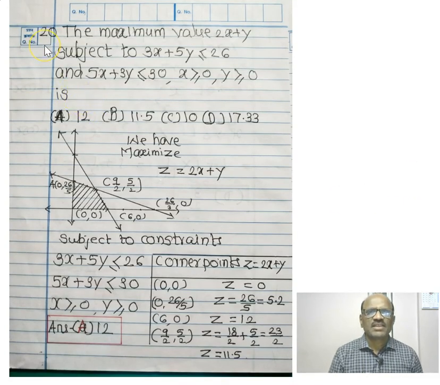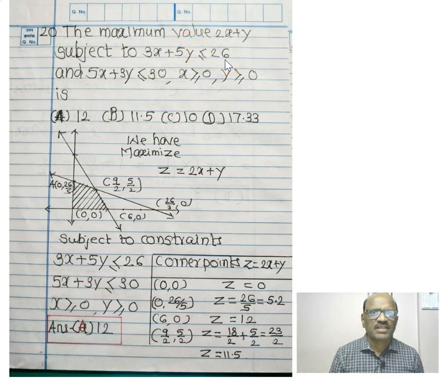Now next, the maximum value of 2x + y subject to the constraints 3x + 5y less than or equal to 26, and 5x + 3y less than or equal to 30, where x and y are both greater than or equal to 0, that is non-negative. Then what is its value? The options are 11.5, 10, 12, 17.33.